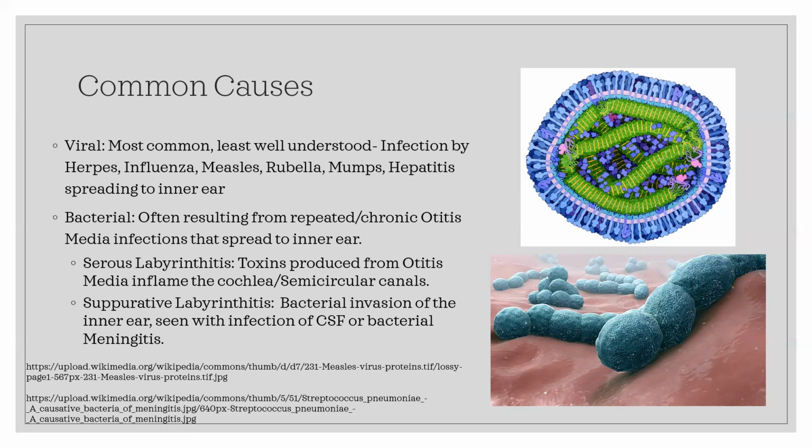However, we do know that infection by herpes, influenza, measles, rubella, mumps, and hepatitis can all spread to the inner ear, resulting in labyrinthitis. And one key finding in a study was that labyrinthitis secondary to maternal rubella infection is one of the most common causes of congenital deafness, or deafness from birth. So this disease can have some long-lasting effects if it occurs at a young age. However, that is less common.